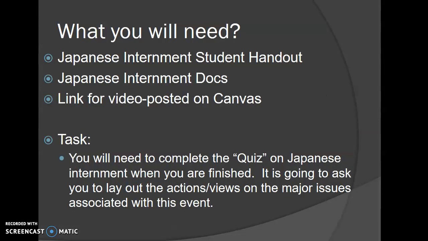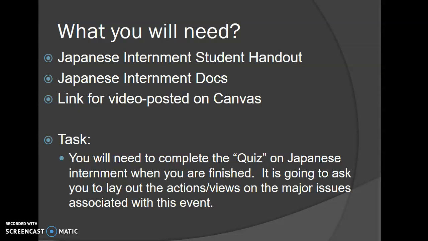All right, so here's what you'll need. There's a few things posted on Canvas for you. Japanese internment student handout. You'll need that. I think it's about 3 pages. Set of Japanese internment docs, which are some brief readings that you'll need both parts for. And then there's going to be a link to a video I want you to watch on Japanese internment.